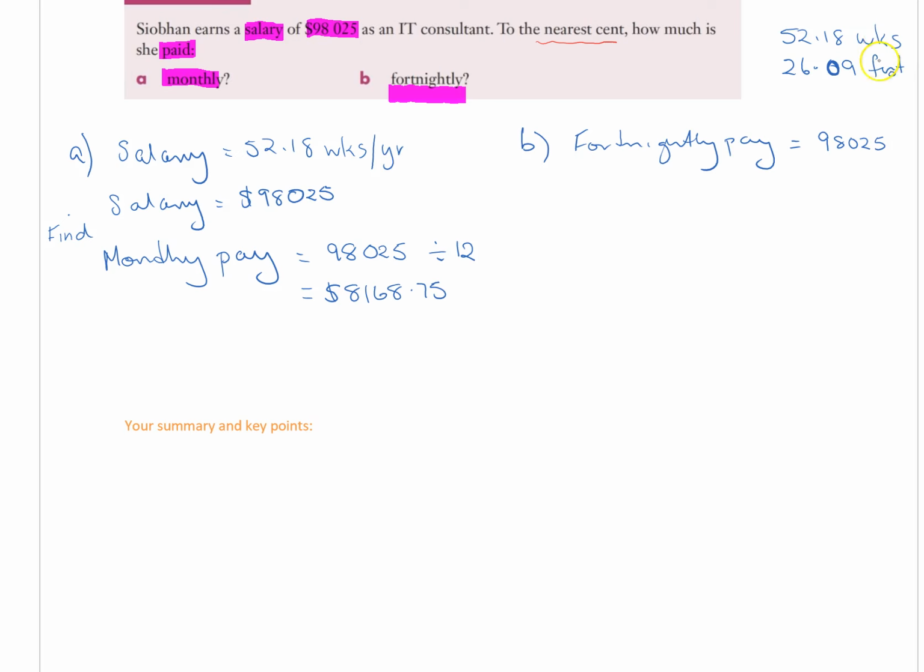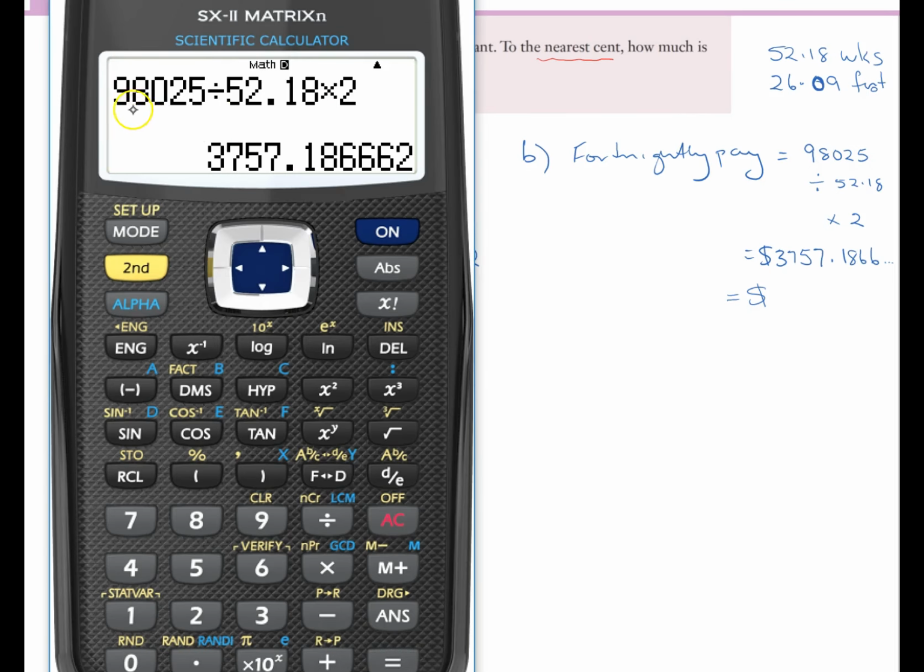Or what you can do, which is quite correct, is we could divide this by 52.18 and get the answer and multiply it by 2 because there are 2 weeks in a fortnight. Let's try that. So you can see there the 98,025 divided by 52.18, that gives us the pay per week. There are 2 weeks in a fortnight, so now multiply by 2, and you can see I've got this 3757.1866, and I cut it off after that.